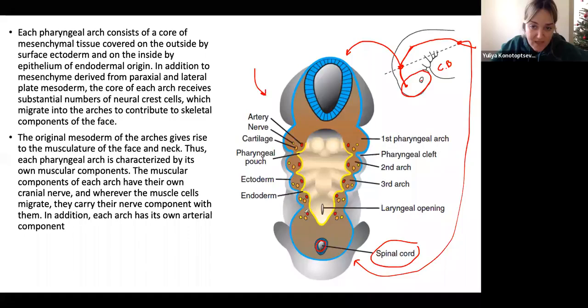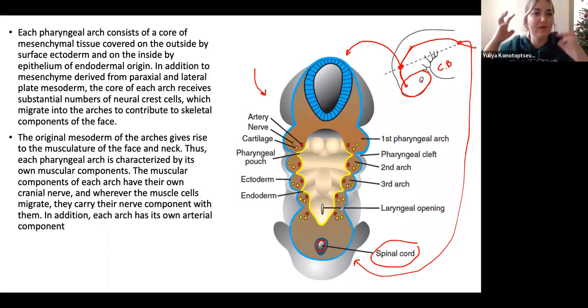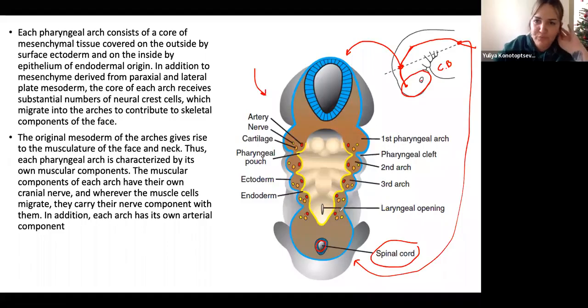So these 4th and 6th pharyngeal arches will eventually fuse together. And you should know that we don't really talk much about them because together 4th and 6th pharyngeal arches are responsible for giving rise to larynx and pharynx. So the two things together, larynx and pharynx, will come up from the 4th and 6th pharyngeal arches because they will fuse together and give rise to these structures.